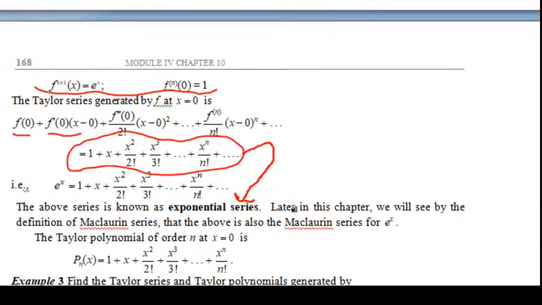Exponential series. E raised to x is equal to 1 plus x plus x squared by 2 factorial plus x cubed by 3 factorial plus etc., plus the nth term, the n plus 1th term. What is the n plus 1th term? X raised to n by n factorial plus etc. It is an infinite series. This is a convergent series, and we will learn later that this is a convergent series for any value of x. Okay.